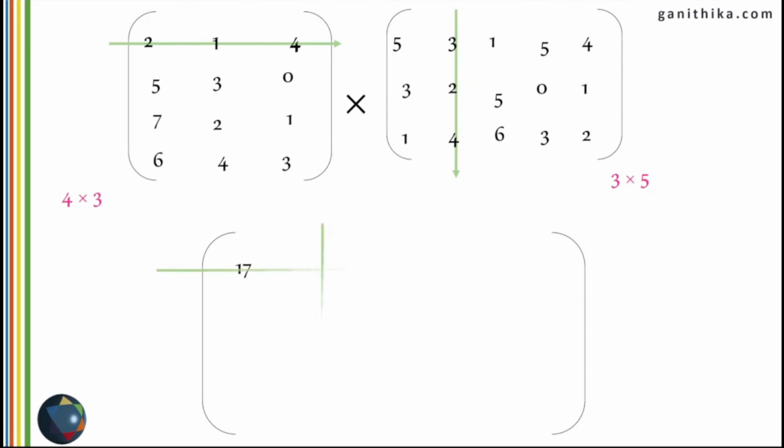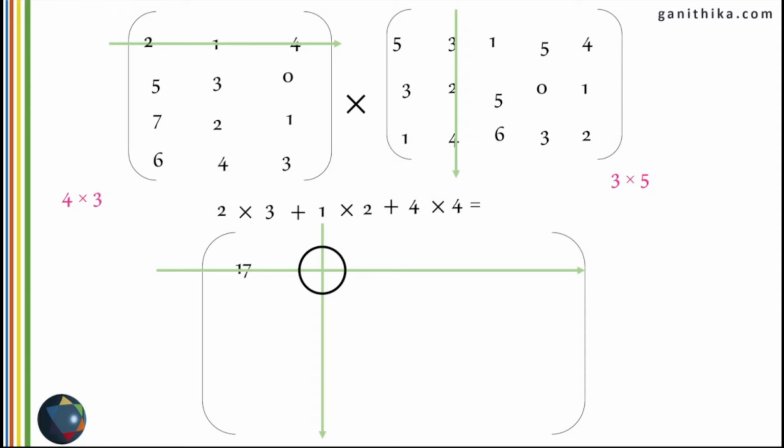Now multiplying the corresponding numbers, we will place them in this position, first row, second column. So multiply 2 by 3, add to 1 times 2 and add it to 4 times 4 and get the value, and place the value in the position where we just showed, first row, second column.